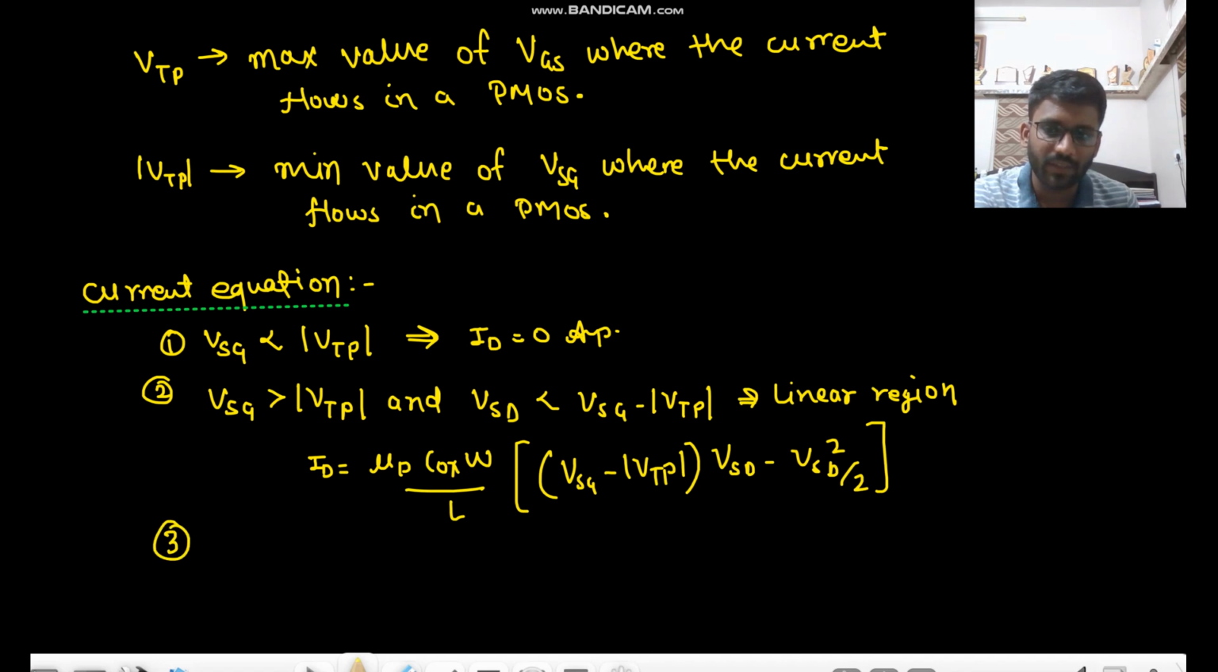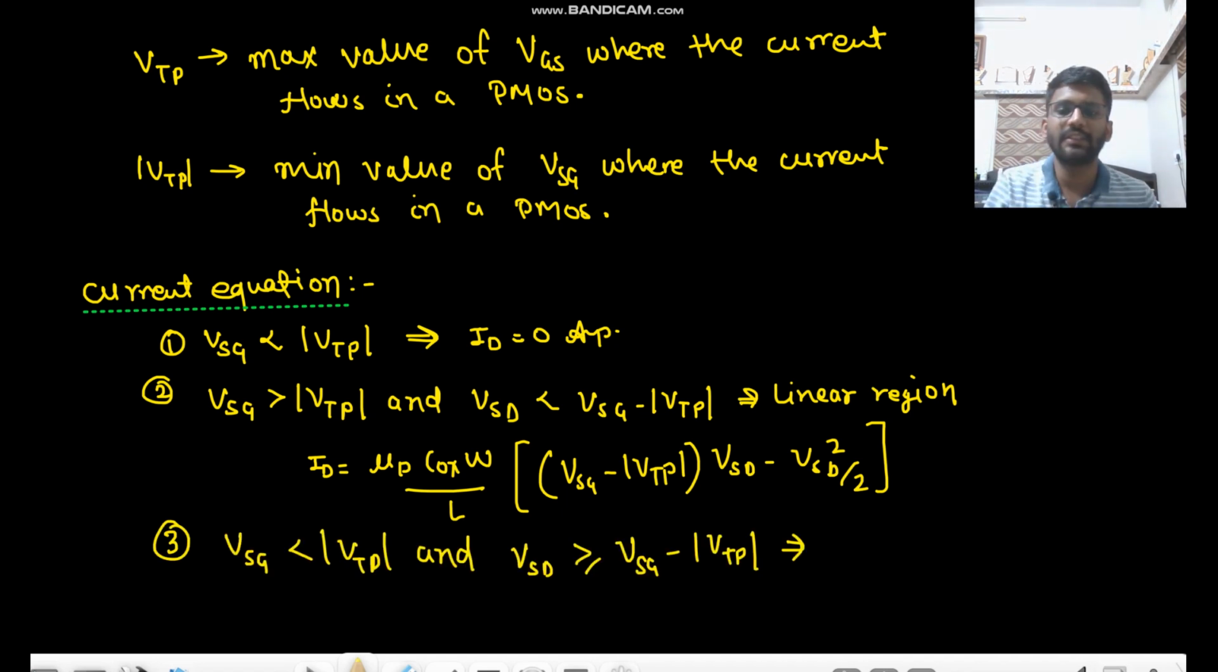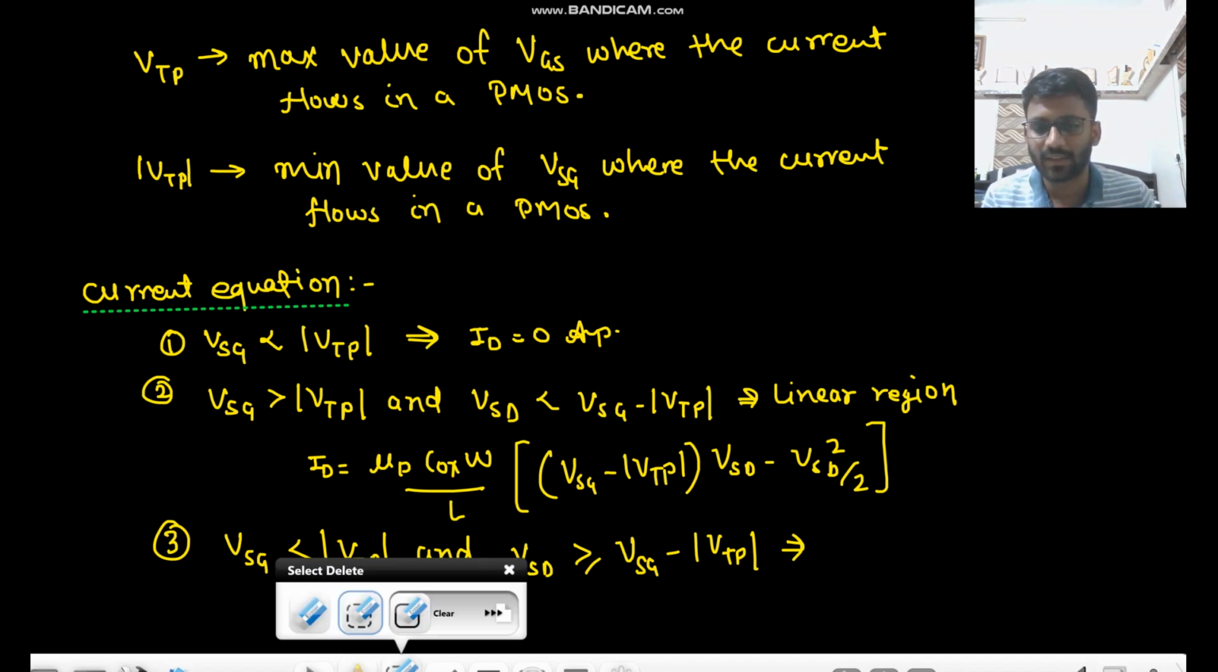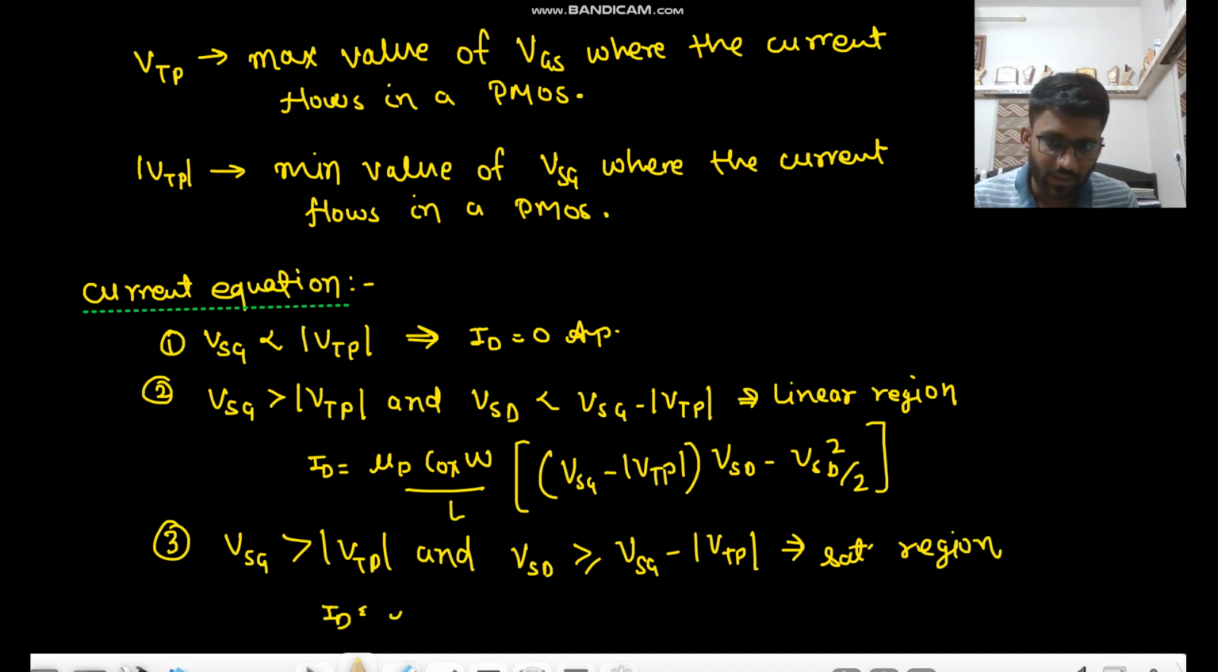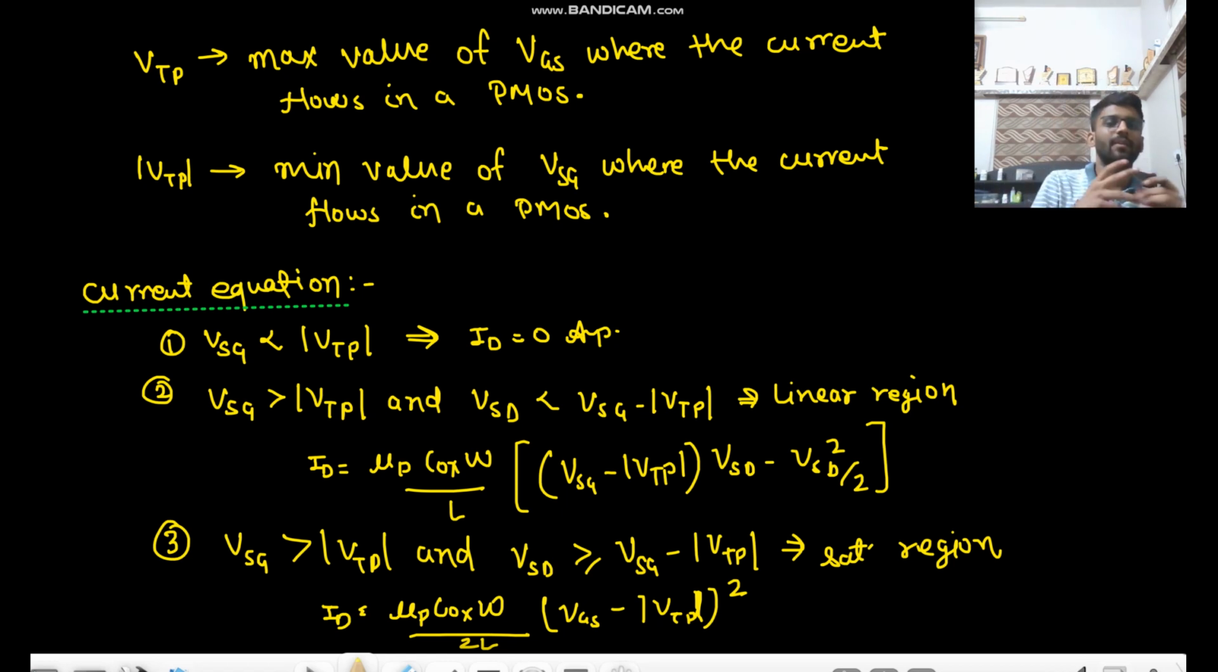And the third one I will write. So if this is the condition, VSG is less than mod of VTP. Oh, why less than? It should be greater than, then only the current will flow. If VSG is greater than mod of VTP and VSD is greater than VSG minus mod of VTP, then we will have the saturation region, and the current equation will be ID equals mu P COX W by 2L, VSG minus mod of VTP whole square. VTP value will always be negative, mod of VTP will be positive.